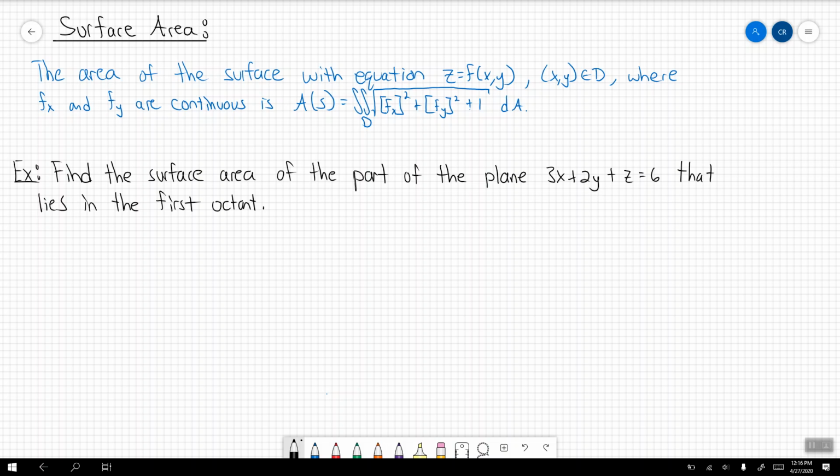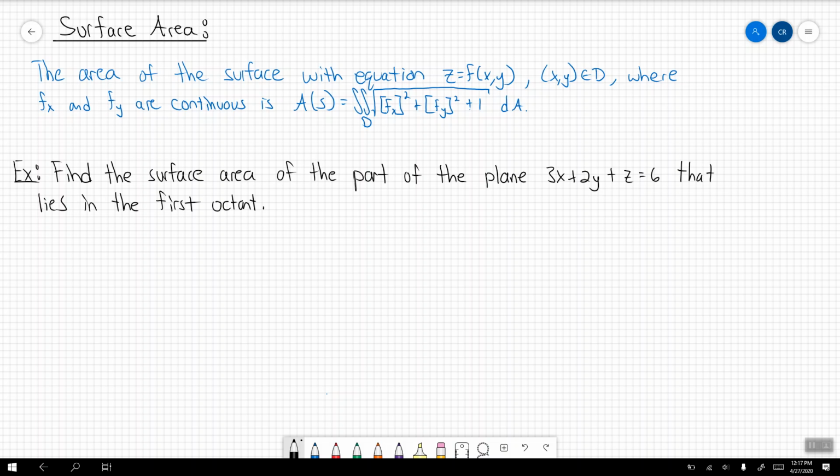Alright everybody, welcome back. Today we're going to be looking at surface area, and the surface area that we're going to be looking at is the surface area made by this multivariable function, where we have some x and y coordinate pairs that exist in some region D. Ideally, we want this region D to be in the domain where z is defined.